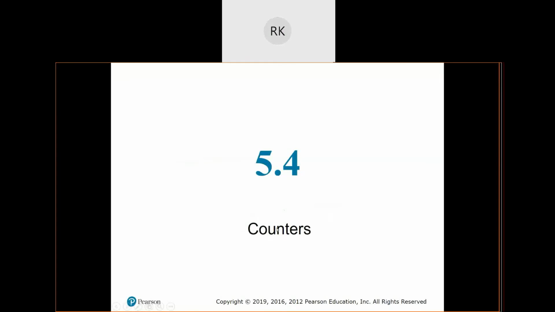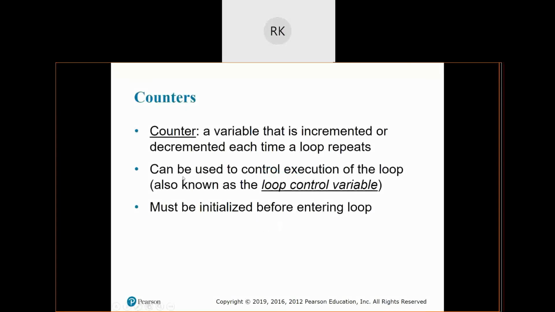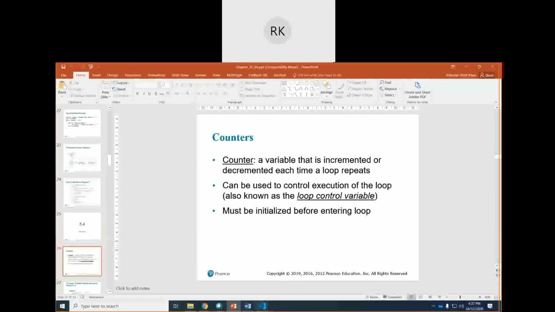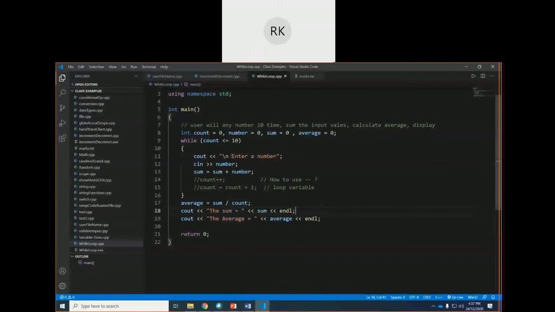Okay, this variable, the count, is also called a counter. You see, the counter is a variable that increments and decrements each time a loop repeats, and can be used to control the execution of a loop. As I told you, this is the only variable which controls the whole loop. This is why it is called the loop control variable, and it must be initialized before entering the loop. This is also a very important point. You see, it must be initialized.